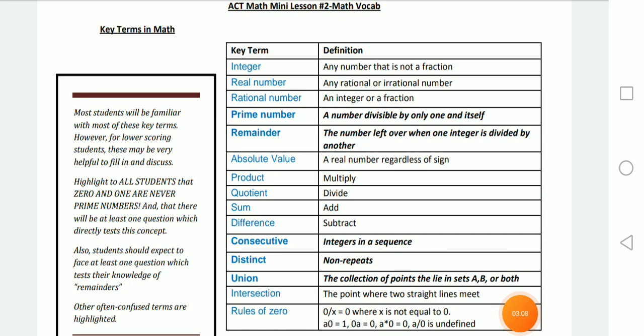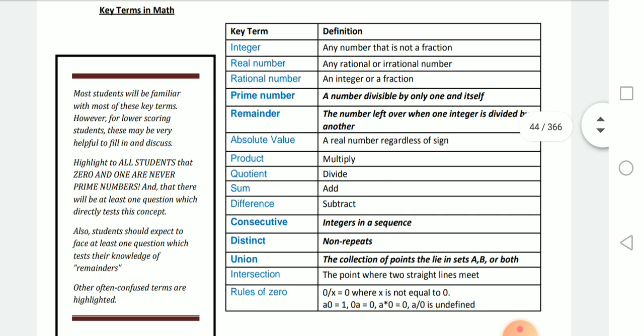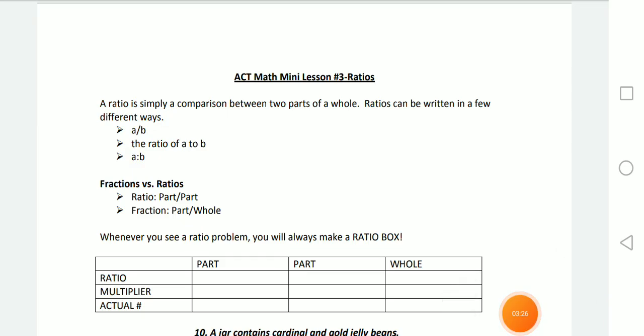These are some key terms that I have to know before entering the exam: integer, real number, rational number, prime number, remainder, absolute value, product, and so on. These key terms I have to know very well before entering the exam. So let's start now with how to solve some questions related to the ACT.